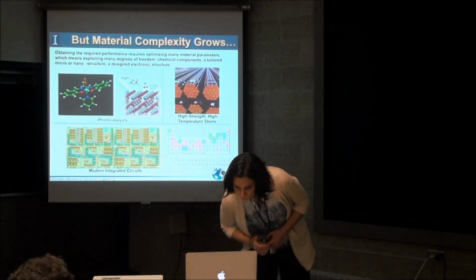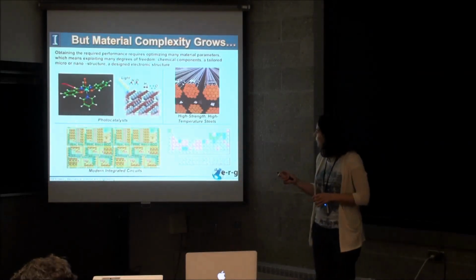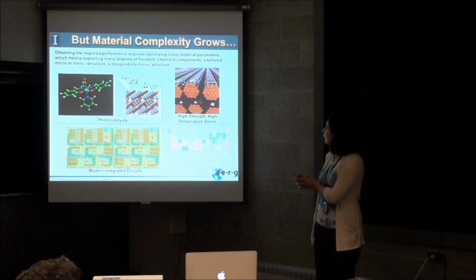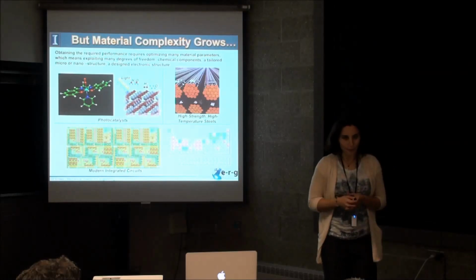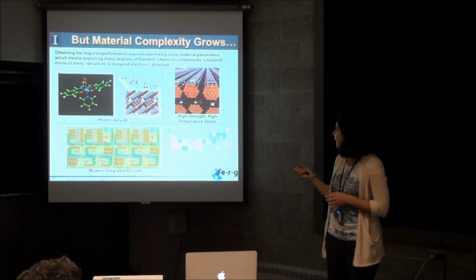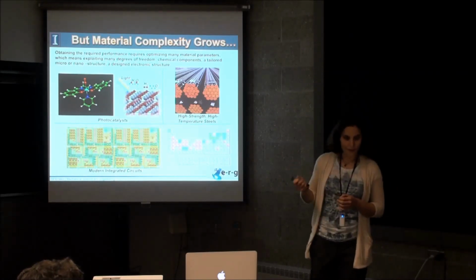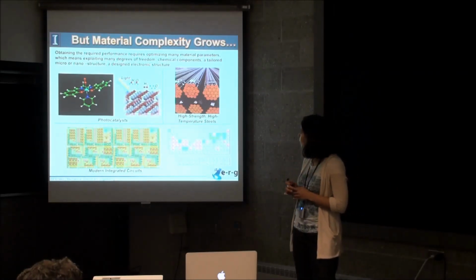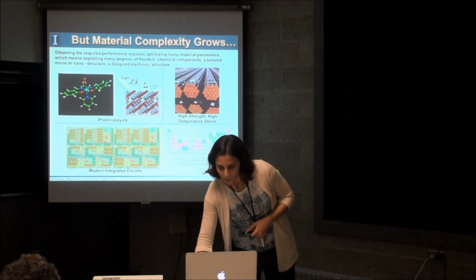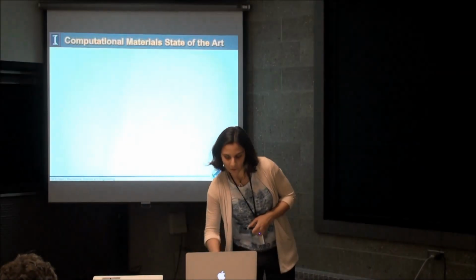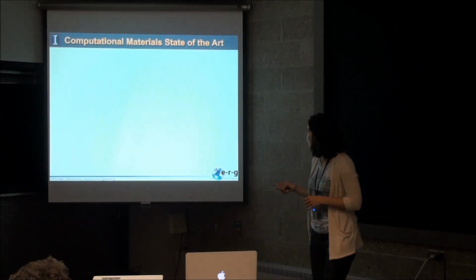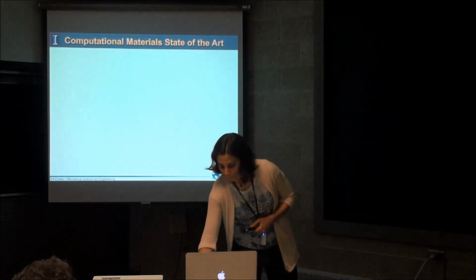Or here, photocatalysis. Maybe I want to design molecules or surfaces that are tailored for catalyzing chemical reactions like water splitting. How do we do that? There are a lot of degrees of freedom in the chemistry of materials and surfaces and interfaces. And this is the kind of complexity that we are going to need to be able to model if we want to address a lot of these challenges.